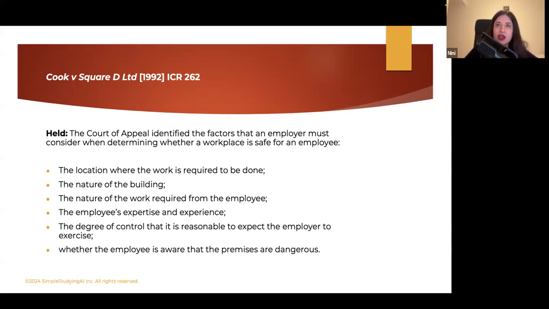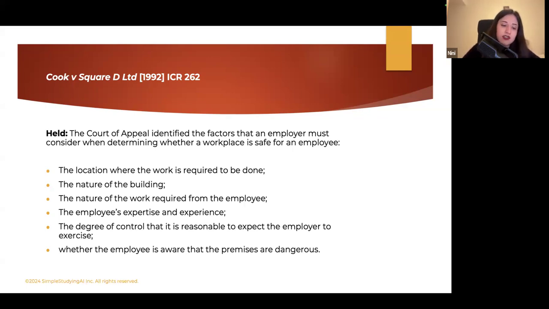So you have to discuss every single one of these factors when you talk about safety in a problem question about employer's liability, because you cannot straight away assume that the employer is liable. You have to provide critical analysis. By providing critical analysis, you have to make arguments, all kinds of arguments there can be.